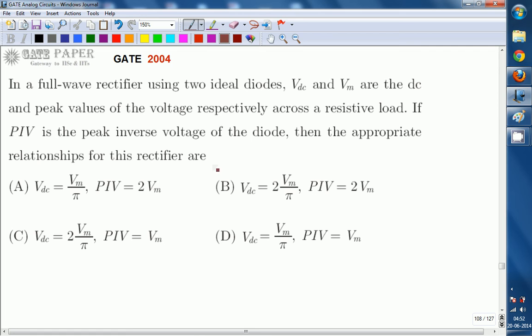The right option for this question is B. VDC is equal to 2 times Vm by pi, and peak inverse voltage is 2 times Vm.